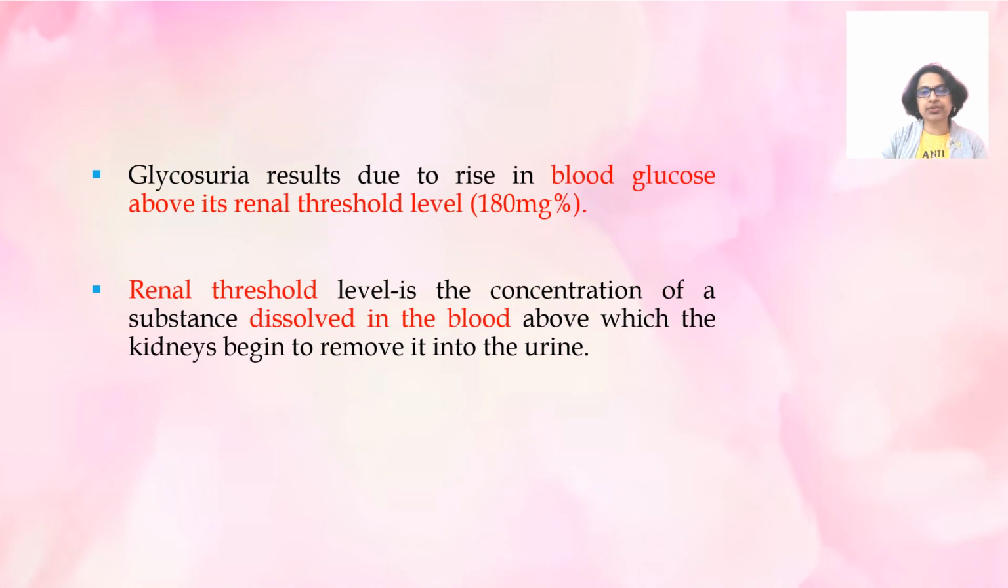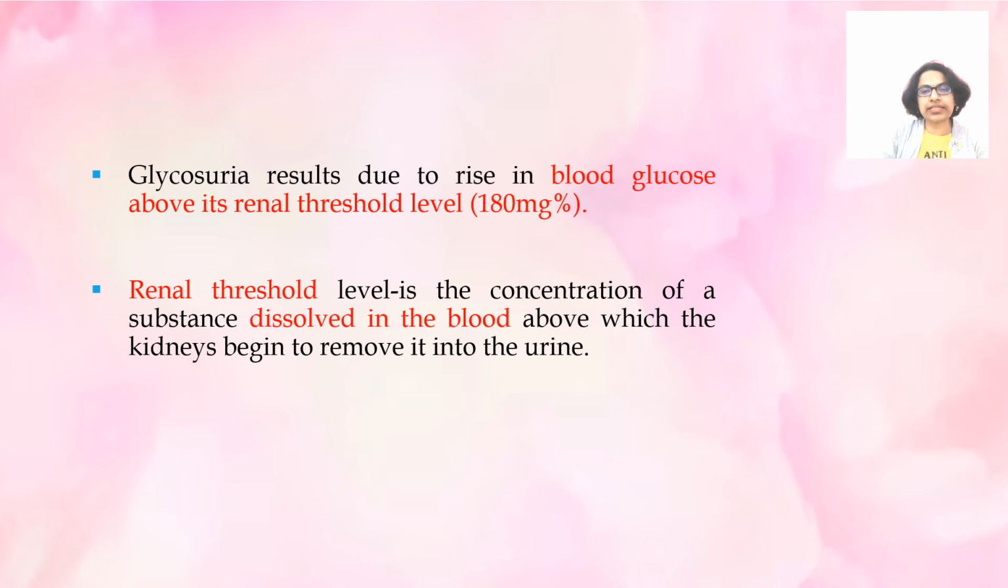Glycosuria results due to a rise in blood glucose above its renal threshold level. So what is the normal renal threshold level? 180 milligram. Let us see once again: glycosuria results due to a rise in blood glucose above its renal threshold level.